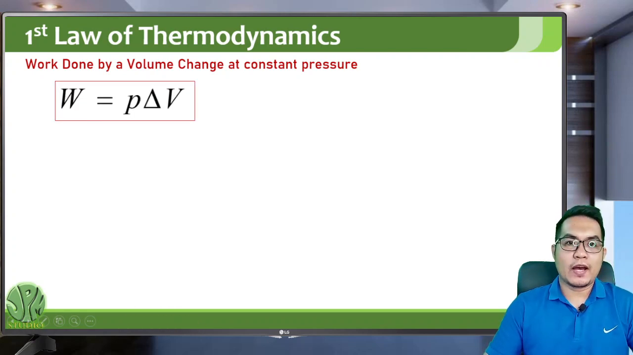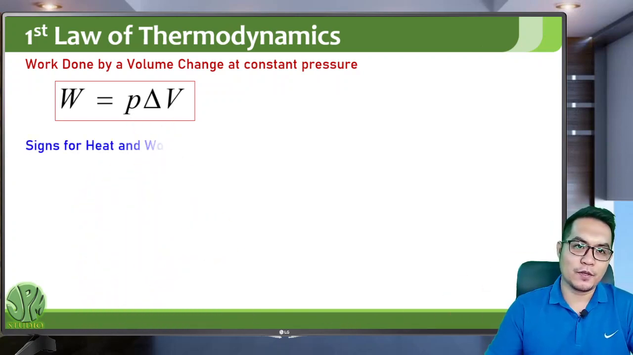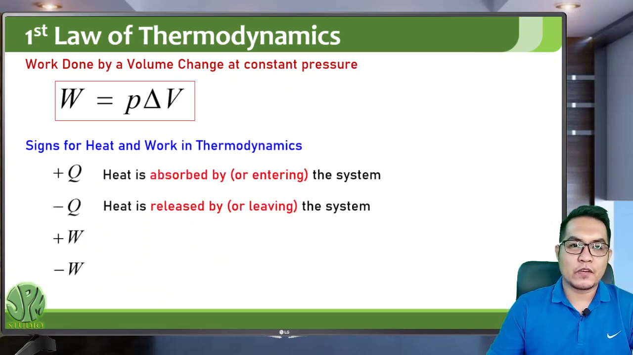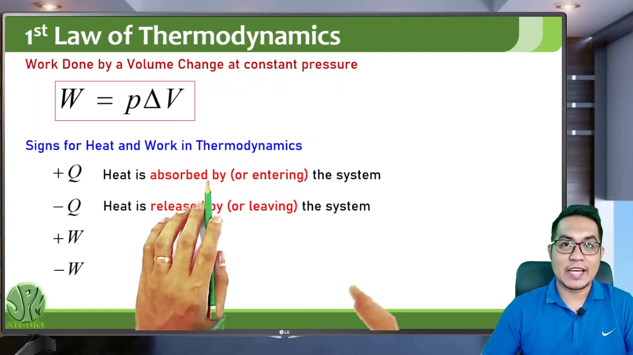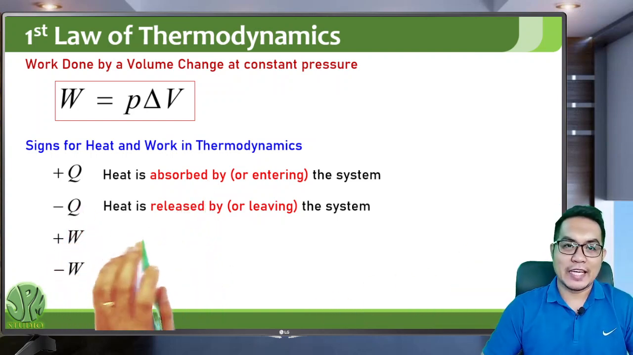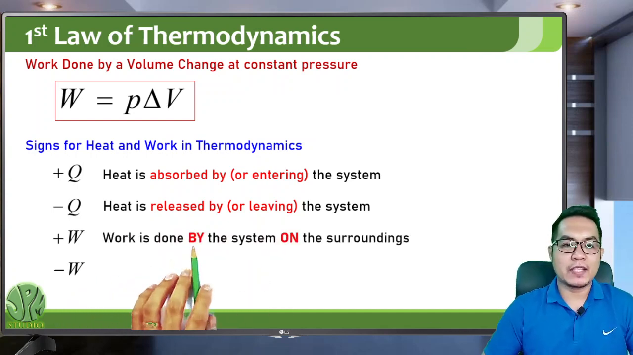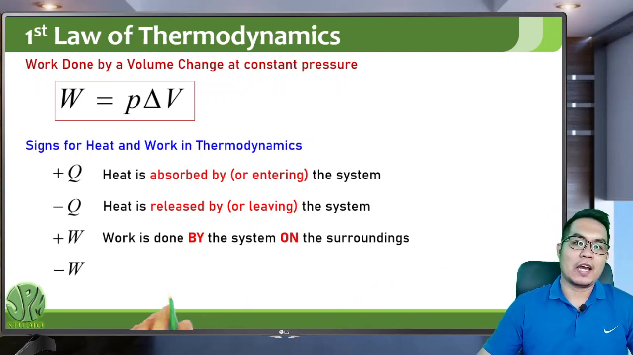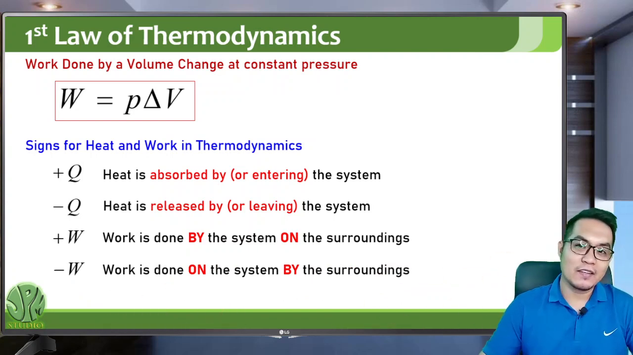So if you have a volume change in thermodynamics, the work done by a volume change at constant pressure is just equal to the pressure times the change in volume. So these are the different signs for heat and work in thermodynamics. If you have positive heat, it means heat is absorbed, or heat is entering the system. If you have negative heat, then heat is released, or heat is leaving the system. If you have positive work, it means the work is done by the system on the surroundings. And if you have negative work, then work is done on the system by the surroundings.